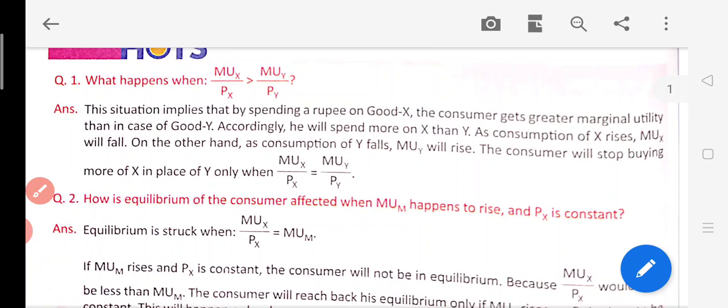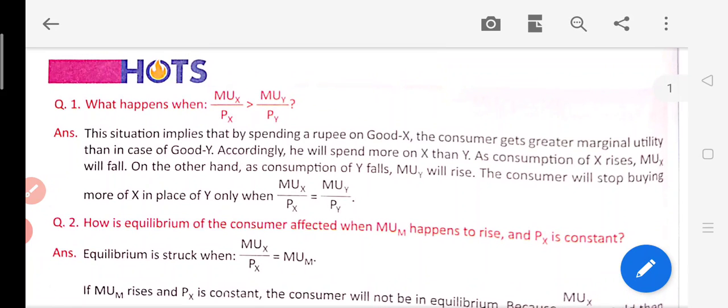Suppose here if this arrow is changed and the arrow is like this. Now here the arrow is like this, so here what are you going to write now? Similarly, now here you can say that by spending money, what should a consumer do here? He should spend more money on Y good, because marginal utility is high in case of Y good here. So he'll be spending more money on Y.